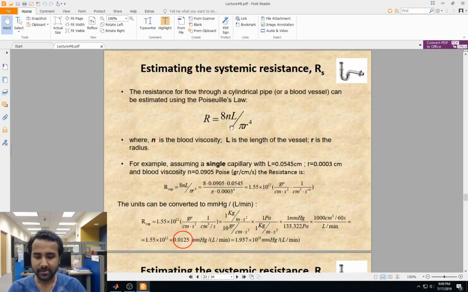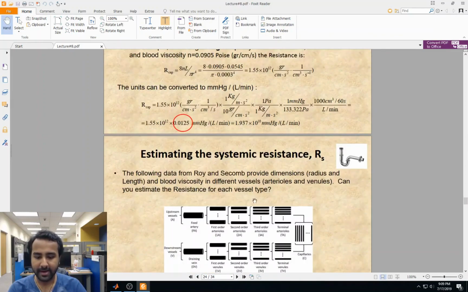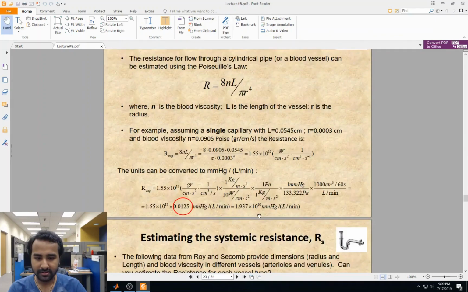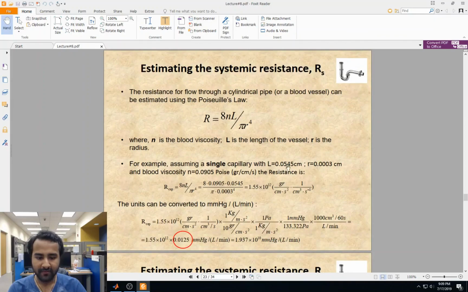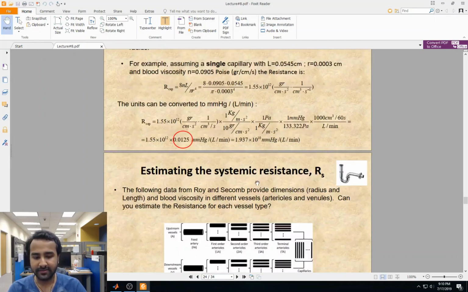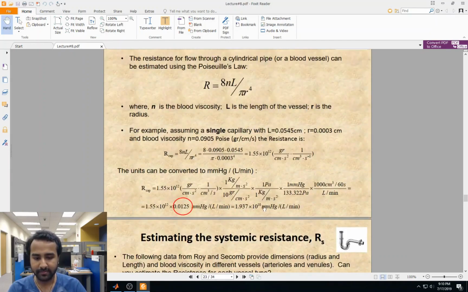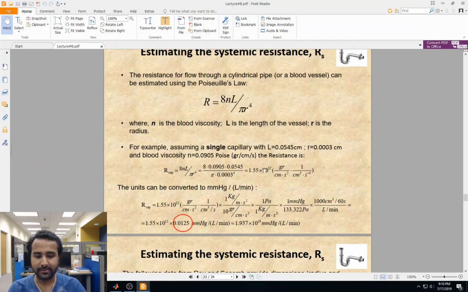So, using this equation, we know that the length for capillaries from this table is 0.0545 centimeters. The radius is 0.0003 centimeters. The blood viscosity is 0.0905 poise, which is a fancy way of saying grams per centimeter per second. And if you use these values, which are the exact same values from this table here, you can figure out that the resistance is 1.55 times 10 to the 12th, and this mess of units right here.